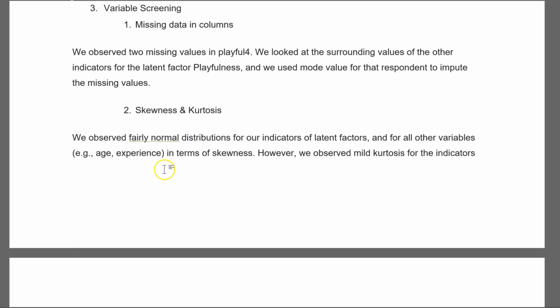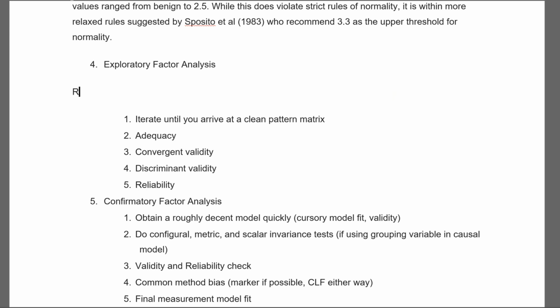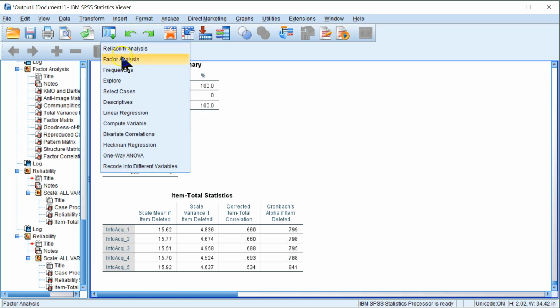So here's the EFA. Where'd it go? Down here. EFA. I'm just going to create some notes here. Removed info acquisition 5 and decision, I'm going to put commas because we might remove more, comma decision quality 13. Low loadings as indicated by reliability analysis. Okay. Let's go back to here and let's try that with those two things removed.